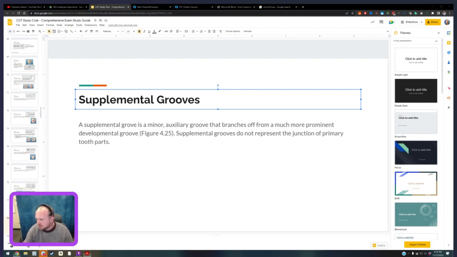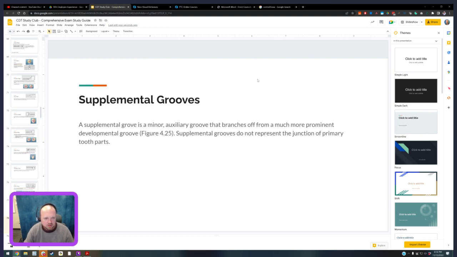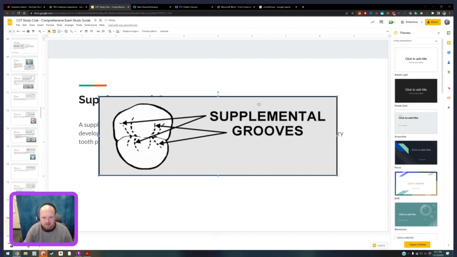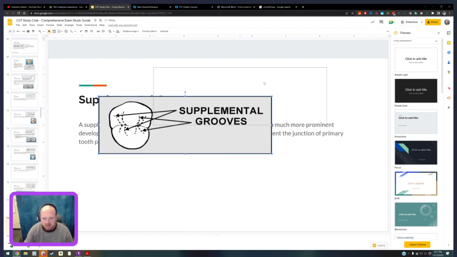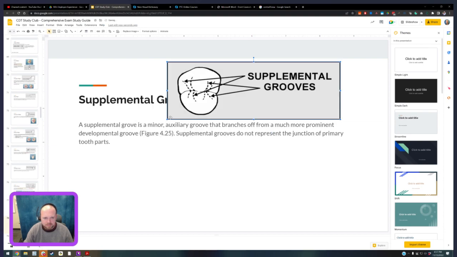All right. Supplemental grooves. A supplemental groove is a minor auxiliary groove that branches off from a much more prominent developmental groove. Supplemental grooves do not represent the junction of primary tooth parts. So basically, it's a tributary. If the developmental groove was a river, the supplemental groove is a tributary. It's just a small little runoff. Let's take a look at what we're talking about here. And I just feel like that image is junk.